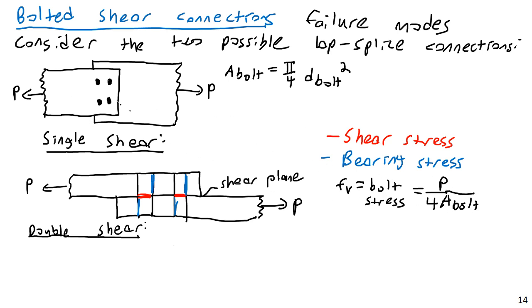And then the reason it's 4 here is because I have 4 bolts, over 4 times the area of the bolt. So here, for the double shear plane case, this is where I have 3 plates coming together. So I would have one middle plate here, and then 2 plates on either side, or 1 plate on either side, I mean, a top plate and a bottom plate.